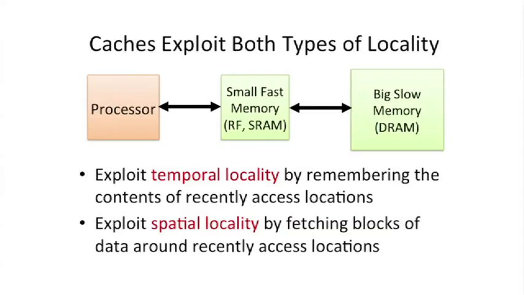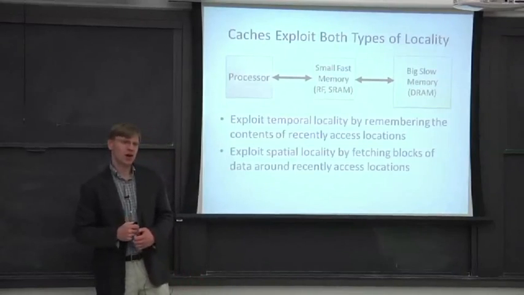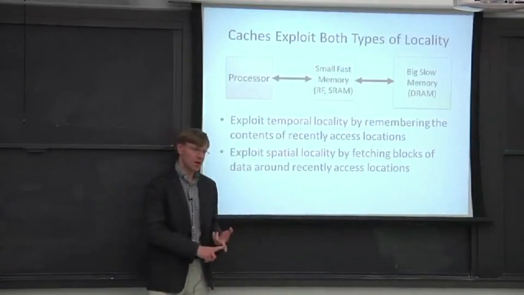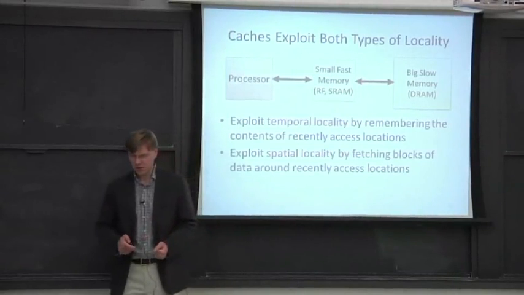You have big slow things over here, big slow memories, and you have the processor, and you can think about how to build small fast memories. And if we can put a small fast memory close and have a high probability that things are actually located in this small fast memory, then we don't have to go out to the big slow memory as often. We can save power and have better performance, etc.